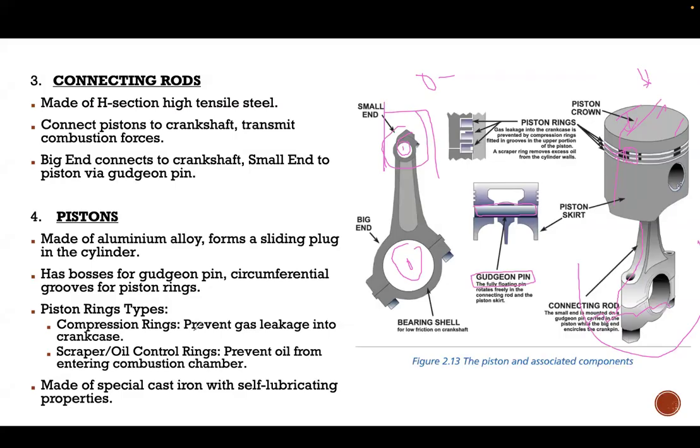So you have compression rings, the top part is your compression ring, which prevents your gas from leaking into your crankcase. And you have a scraper. The scraper is basically like a wiper, which is going to prevent oil from entering into the combustion chamber. So these are the components of the piston head.